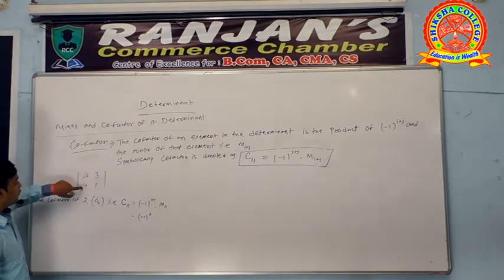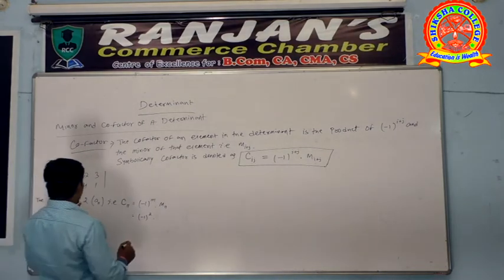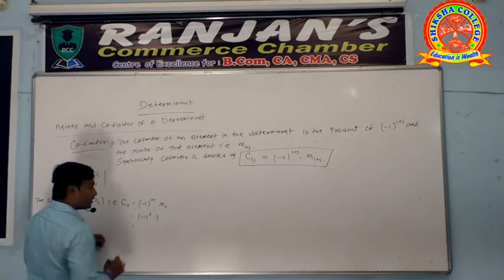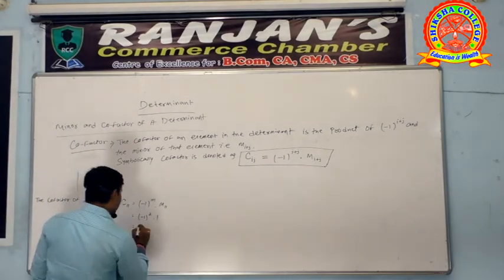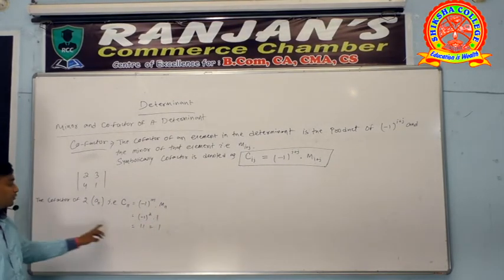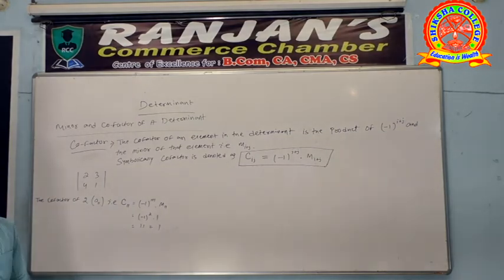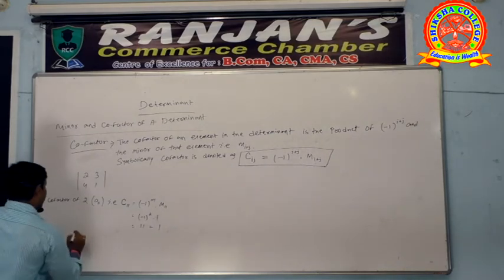The minor of 3 is 4. Minor of 4 is 3. Minor of 1 is 2. So minor of 2 is 1. So here, minus 1 two times is plus 1. So plus 1 into plus 1 is equal to 1. So the cofactor of 2 is equal to 1. Okay. Clear? Now, the cofactor of 3.